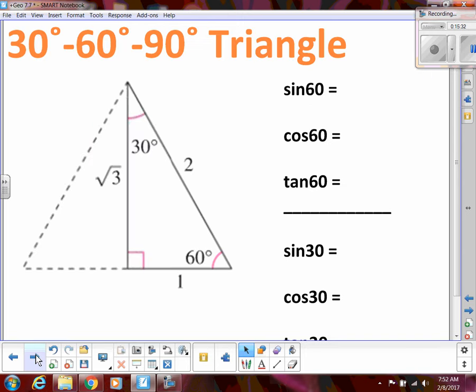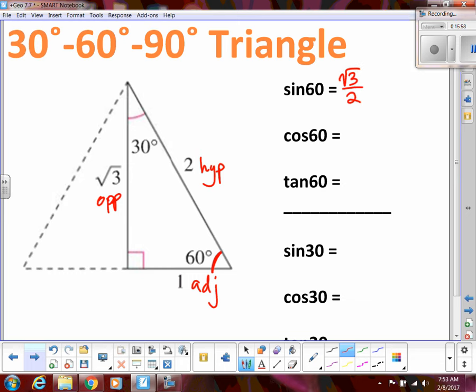And then for 30, 60, 90 triangles, we're saying that the side across from the 30 is 1, which makes the hypotenuse 2, and then the side across from the 60 is root 3. So the sine of 60, so now I'm doing this, so that's opposite, adjacent, and this is hypotenuse. So opposite over hypotenuse is square root of 3 over 2, and that's simplified already. Cosine is adjacent over hypotenuse, so that's 1/2. And then tangent is square root of 3 over 1, which is the same thing as square root of 3.